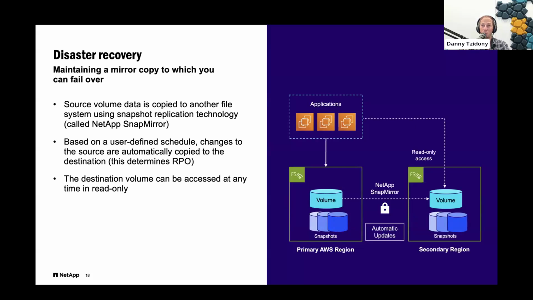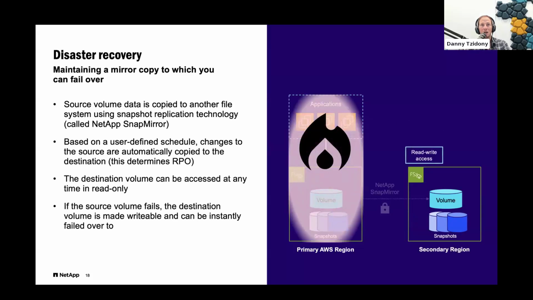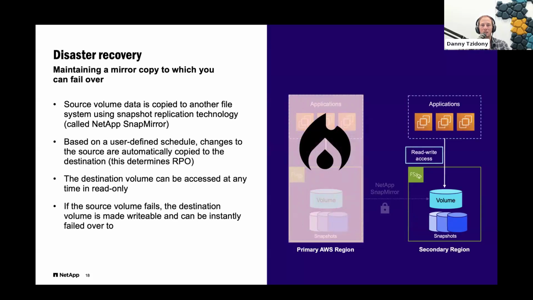The destination volume can be accessed in a read-only form in the secondary region. That means that the file system there doesn't have to have the same throughput as the production one, which also is important from an economical perspective. Let's say we have a disaster and the file system fails in its entirety. All we need to do is sever the SnapMirror relationship, launch our applications in the DR region, and connect to the volume and start reading and writing there.